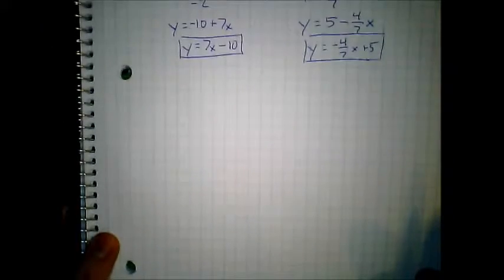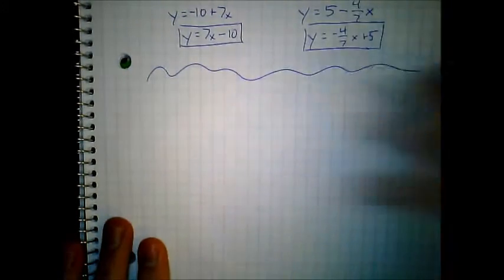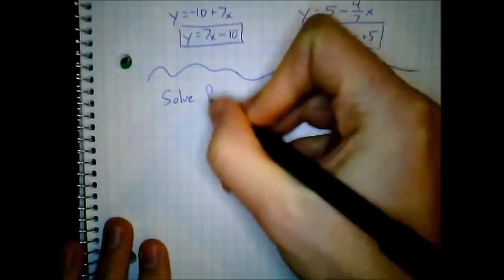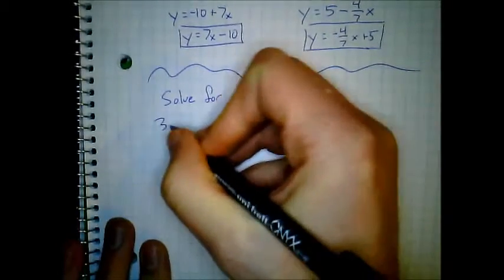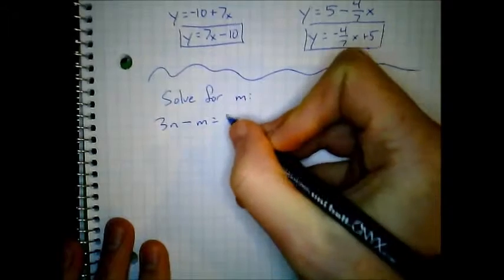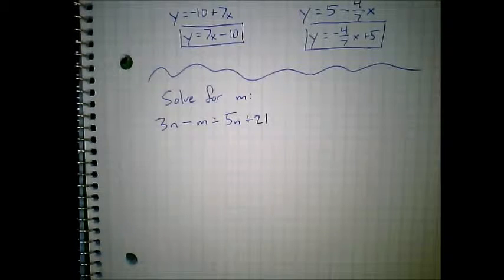Okay, so now let's look at what if we're not solving for y. The idea is the same thing. Let's say we have an equation that says solve for m. And we have 3n minus m equals 5n plus 21. This is really the same thing. Whenever we get solve for a variable, we just want to get whatever variable it says to solve for all by itself. And we want to get everything else, whether it's just a number or another expression, on the other side. And our steps don't ever change. We're still allowed to use the same techniques.